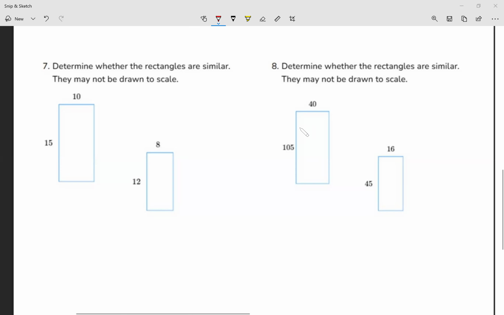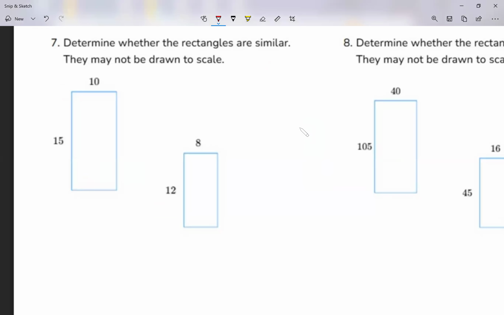Okay, for today I'm going to be working questions 7 through 12. Determine whether the rectangles are similar. Rectangles, so that means all the angles are 90 degrees, right? It's basically what they say when they call it a rectangle. They may not be drawn to scale.